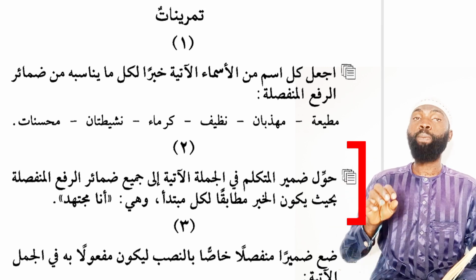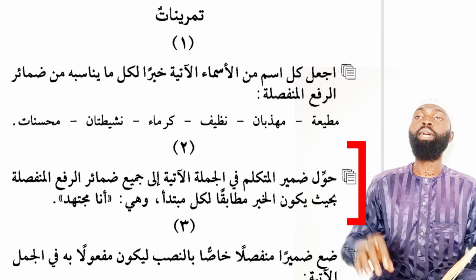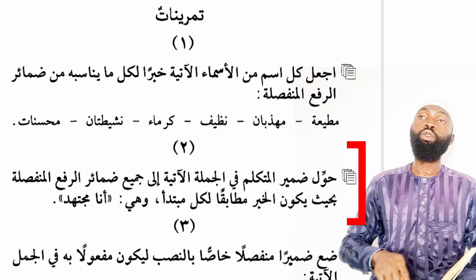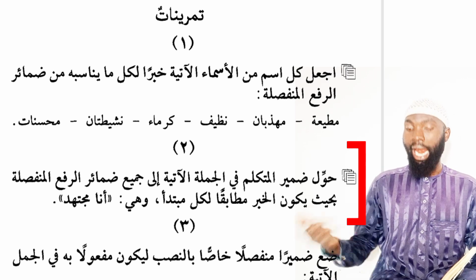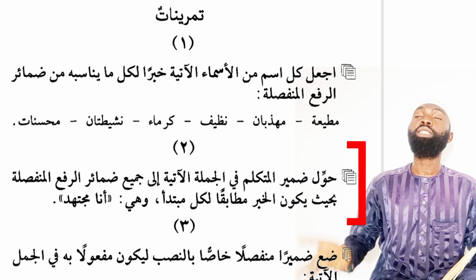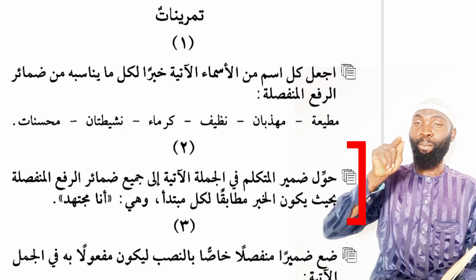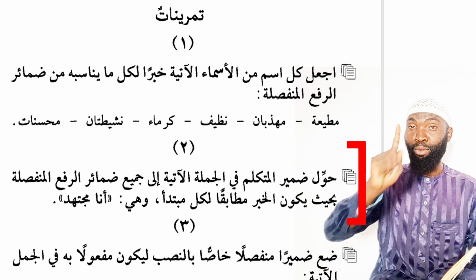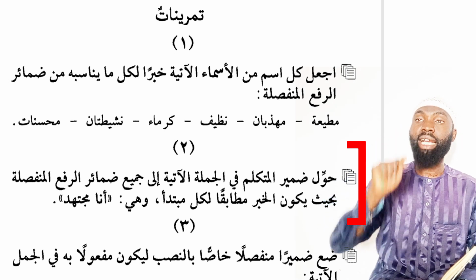So the 12 nominative pronouns, you have to replace the word ana with them and change the word mujtahidun to suit it. I can say ana mujtahidun, I'm hardworking. It will be huwa mujtahidun, he's hardworking. Hiya mujtahidatun, anta mujtahidun, anti mujtahidatun.